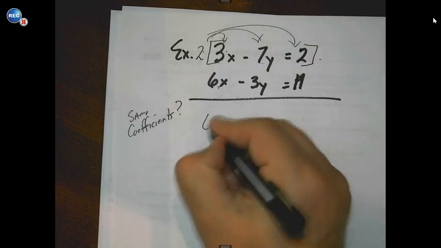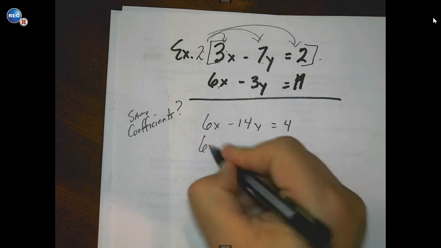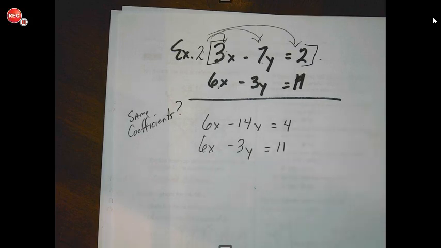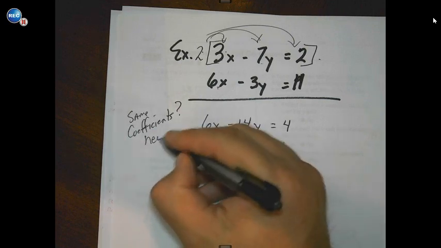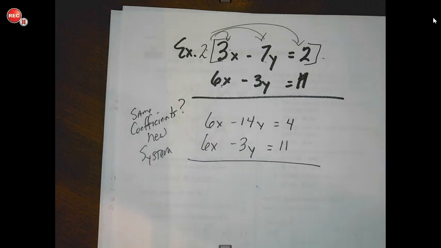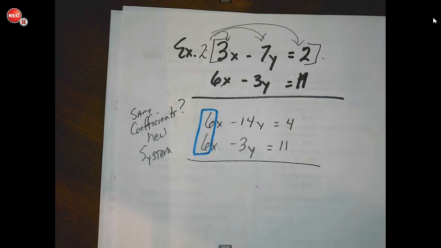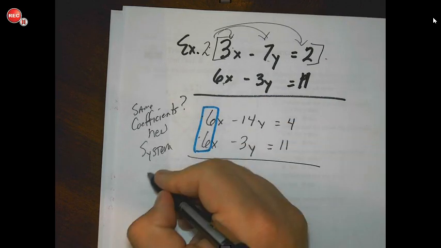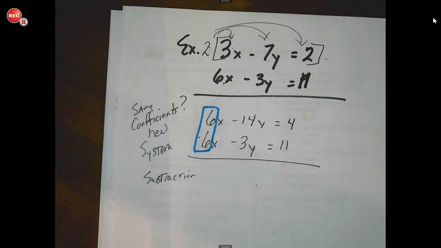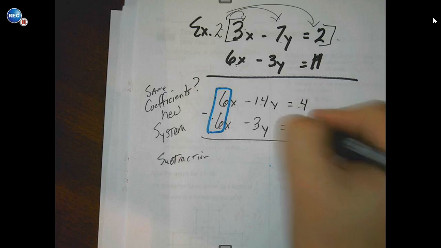All right, let me rewrite. So it'd be 6x minus 14y equals 4. And then this is 6x minus 3y equals 11. Okay, so that's our new system. Okay, so now we have the same coefficients. But now in this case, since they have the same sign, we're going to subtract. Whatever I do to one term, I have to do to all the terms.